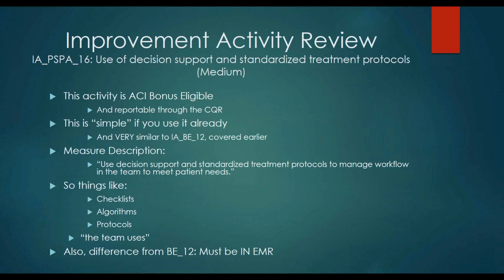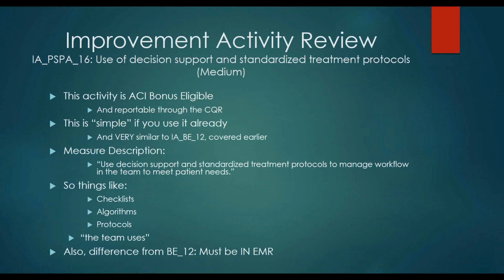The next is very similar to the other decision aid, right? There's a recurring theme here that some of these improvement activities really align with each other. So if you do one thing, you might actually be doing two improvement activities depending on how you go about doing them. This one is the use of decision support and standardized treatment protocols. It's a medium weight. This one is ACI bonus eligible. And again, it's very similar to the evidence-based decision activity we went over prior.